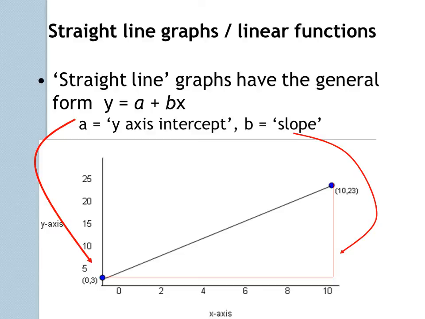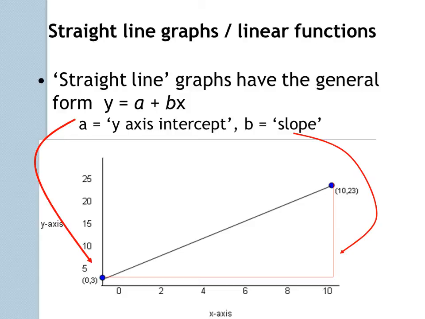So this is the blue data point on the bottom left, and that blue data point has the coordinates 0, 3. And the way that you read those coordinates is that the 0 is the point on the x-axis, and the 3 is the point on the y-axis that corresponds to that data point. So when x is equal to 0, y is equal to 3. This is where the straight line is cutting the y-axis.